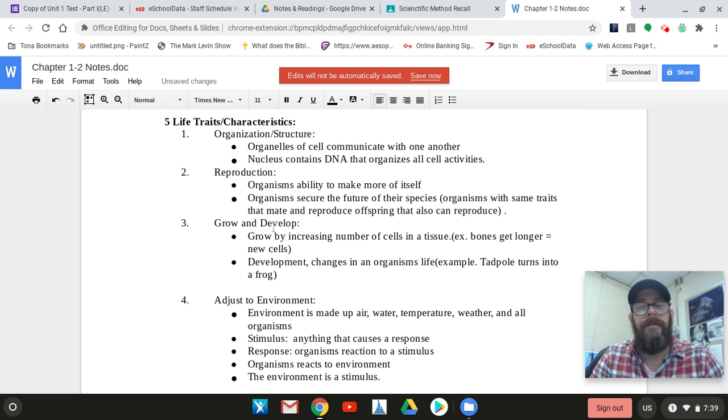Grow and develop is another life trait. That's the third one. Grow by increasing the number of cells in a tissue. Bones get longer, which equals new cells. So as you get taller, get wider, whatever, you have cell reproduction going on. So cell reproduction allows you to grow. Moving on. Development: changes in an organism throughout life. For example, a tadpole turns into a frog.